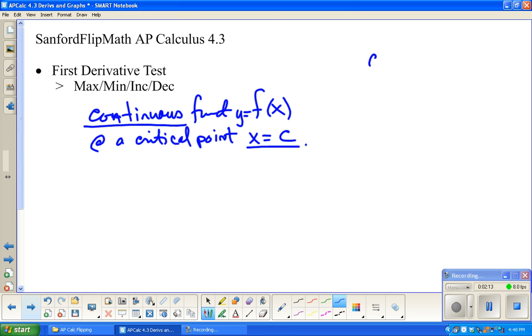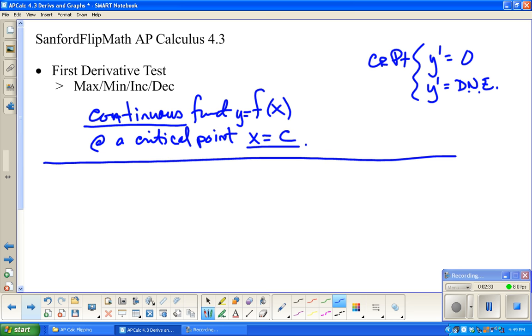Just a quick reminder that a critical point is a point where y prime or f prime equals 0 or y prime does not exist. In other words, there was either a corner or a cusp, or it goes vertical, or maybe there's a discontinuity. Everything that follows here is based on those conditions.